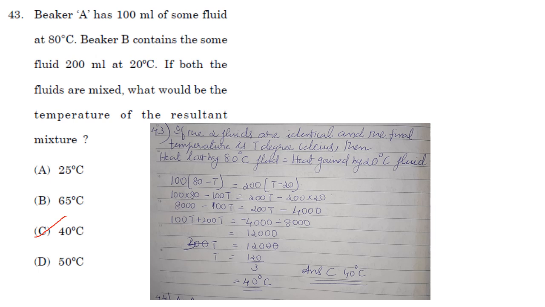The next one. Beaker A has 100 ml of some fluid at 80 degrees and beaker B contains the same fluid, 200 ml at 20 degrees. If both the fluids are mixed, what would be the temperature of the resultant mixture? If two fluids are identical and the final temperature is T degrees Celsius, then heat lost by the 80 degree fluid is equal to heat gained by the 20 degree fluid. That is 100 into (80 minus T) is equal to 200 into (T minus 20). You will get it as 40 degrees Celsius upon solving. Answer is option C.